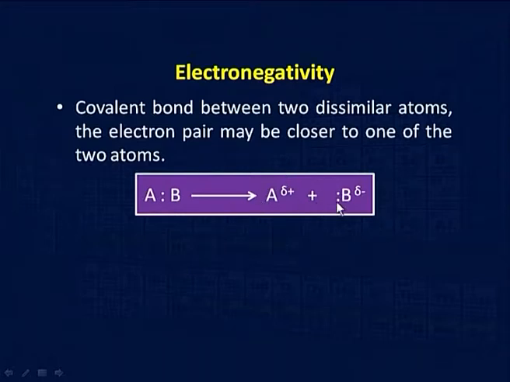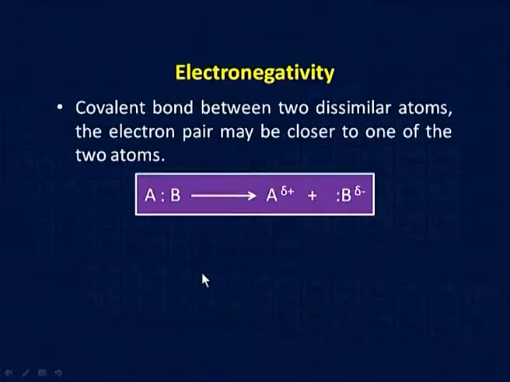Since this electron pair is shifted towards atom B, atom B acquires a partial negative charge, or delta negative, because the electron pair is over atom B, whereas there is a deficiency of electrons around atom A. Therefore, atom A acquires a partial positive charge. So, in this way we find that it is a tendency of an atom in a molecule to attract the shared pair of electrons towards itself.